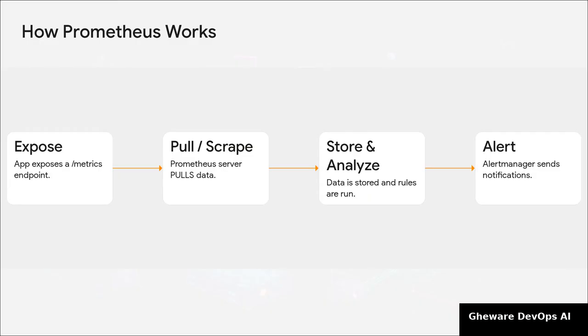Now, the way Prometheus works is actually beautifully simple. First, your application exposes its metrics on a standard /metrics endpoint. Then, the Prometheus server actively reaches out and pulls, or scrapes, that data on a regular schedule. It stores it, and if a metric ever crosses a certain threshold, a tool called Alert Manager fires off a notification. It's just that straightforward.